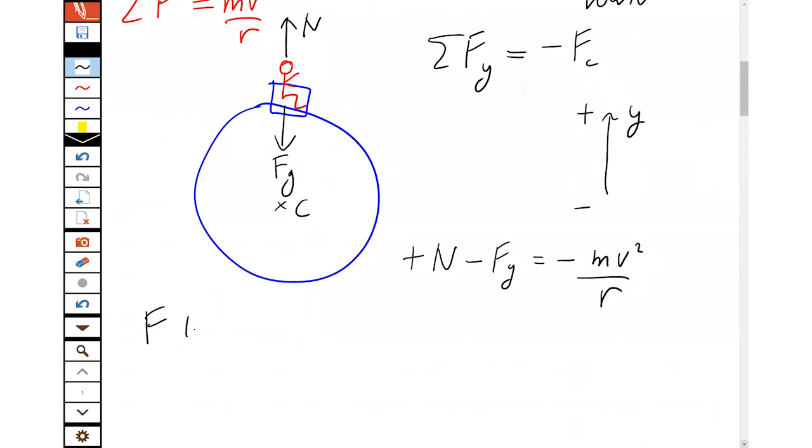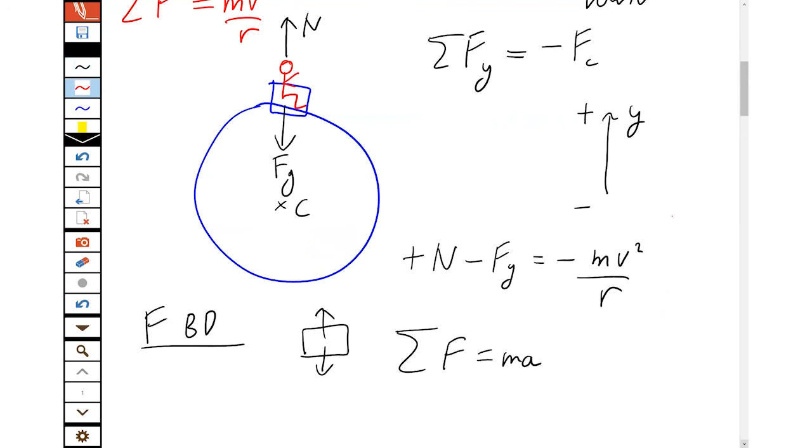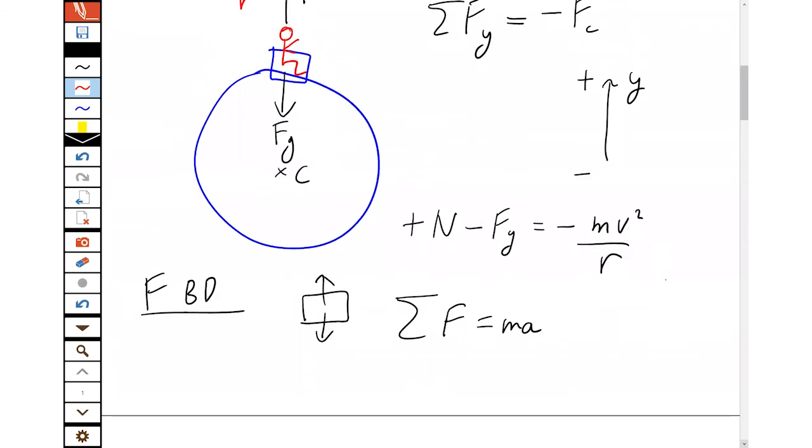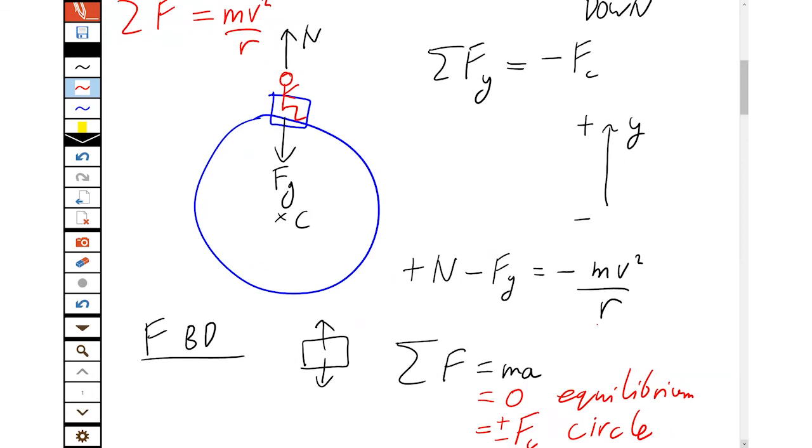You draw the free body diagram, the object with just the forces acting on it, and then just like before, the sum of all the forces is the mass times acceleration. We just remember now there's two special cases. If things are in equilibrium, it's equal to 0. And if it's moving in a circle, then it's moving towards the center of the circle with the centripetal force. So as we saw, that can be plus or minus going down there. And that's a lovely set of problems there.